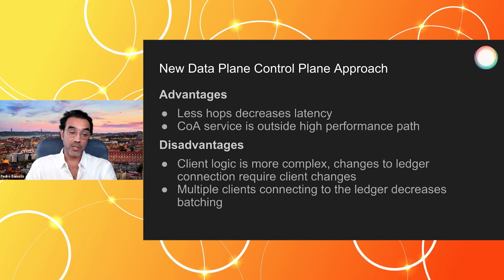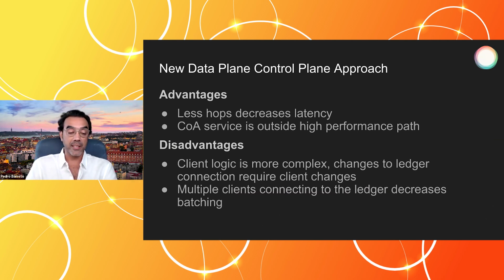Advantages is fewer hops, which decreases the latency, obviously. We no longer have the COA service in the high performance path. It needs to be there, but it's going to be less chatty. It's going to be requested much less frequently. And the disadvantage is that now the client logic needs to know how to do all of this. So it's a lot more complex on the client, which means changes to the ledger connection or TigerBeetle or the built-in will require changes to the client.